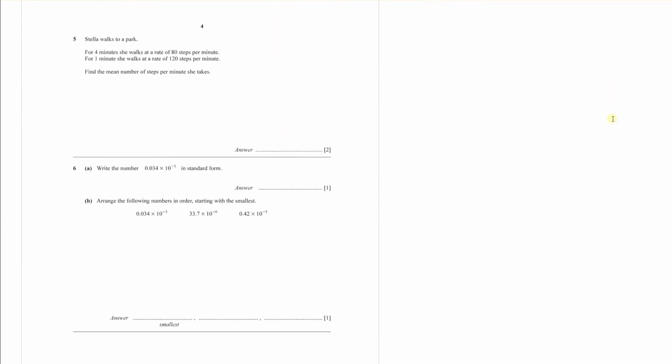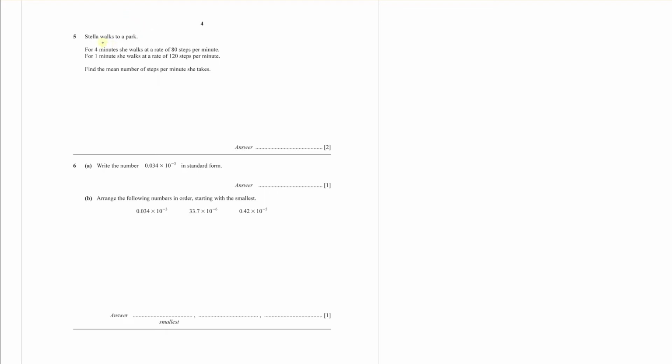Let's move on to question number 5. It states Stella walks to a park. For 4 minutes, she walks at a rate of 80 steps per minute. For 1 minute, she walks at a rate of 120 steps per minute. Find the mean number of steps per minute she takes. So you know that mean would be equal to total steps taken divided by total time, because we need to calculate steps per minute. So we'll leave the time in minutes.